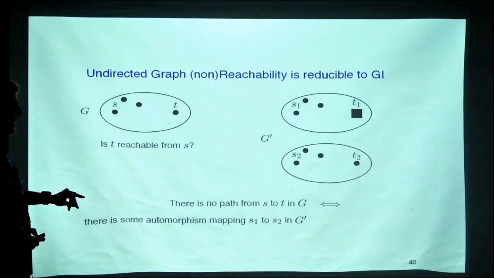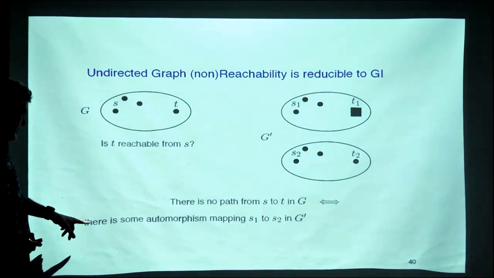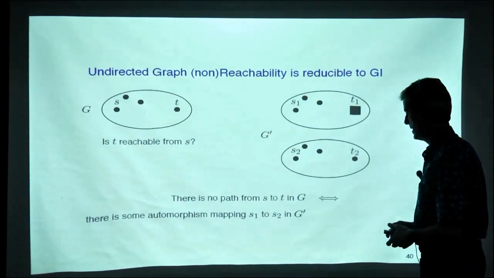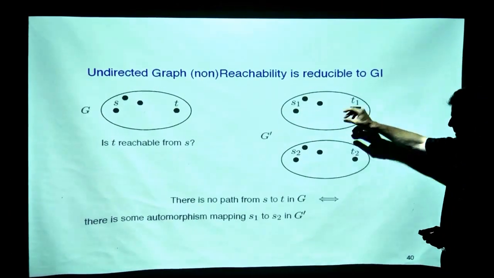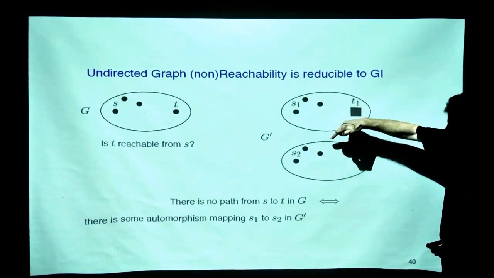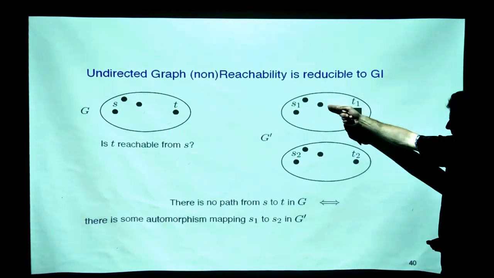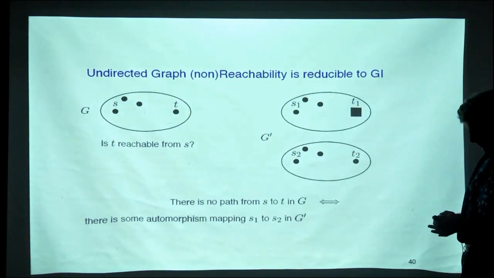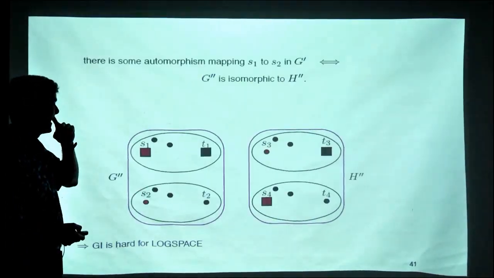So observe that there is no path from S to T if there is some automorphism between these two graphs, mapping S1 to S2. If we map S1 to S2, since this boundary has to be fixed, then we would have some edge in here, but there are no edges in here. So if there is an automorphism mapping S1 to S2, then there is no path. So this question, whether there is some automorphism mapping S1 to S2, again can be reduced to an isomorphism question.